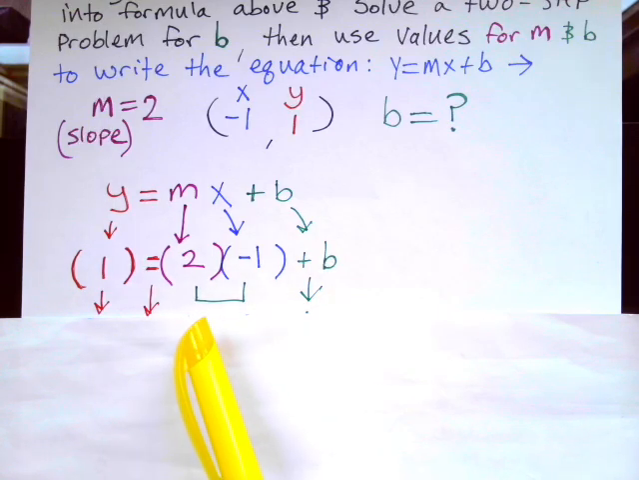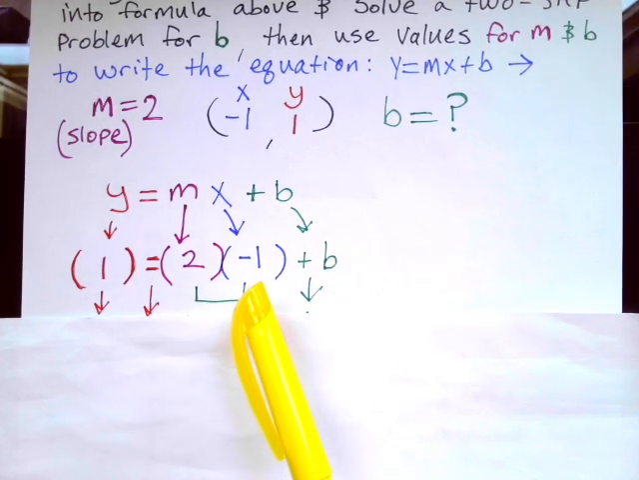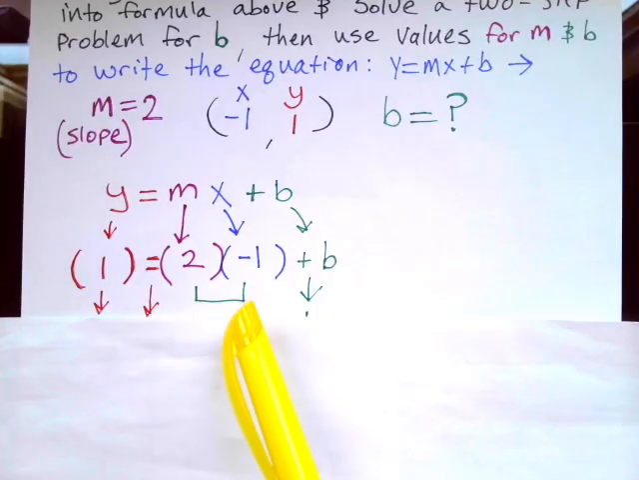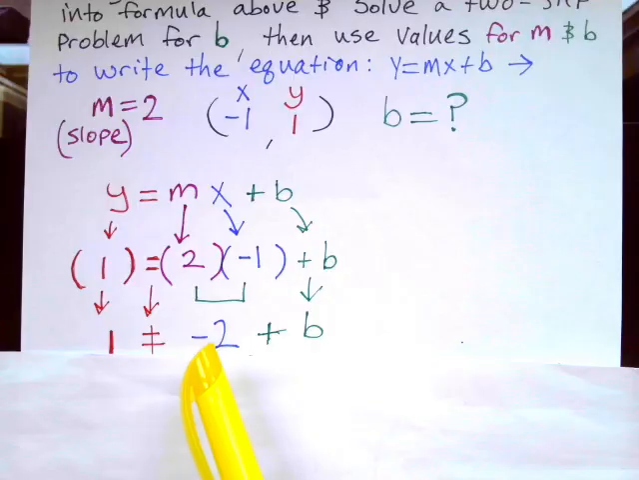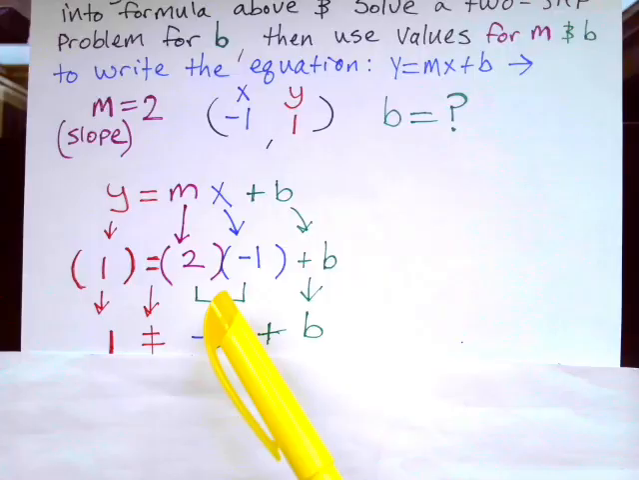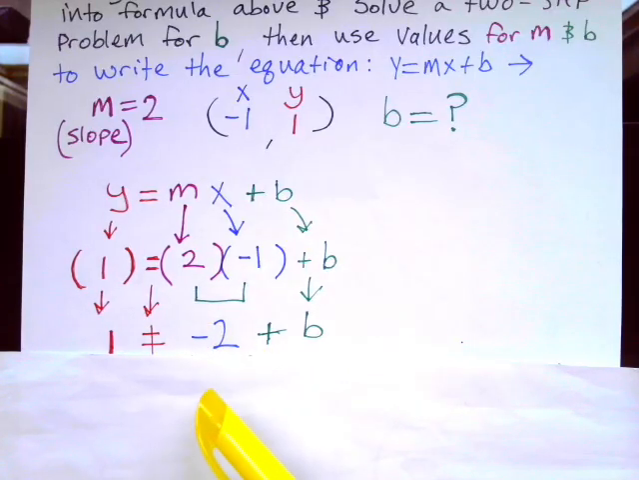Now I'm going to follow the order of operations after I substitute and simplify. So 2 times a negative 1 is, well, I know 2 times 1 is 2. One positive, one negative is always going to be a negative value. And I'm just going to bring down my 1, bring down the equal sign, and bring down my b from the formula. I'm solving for b. I want to get b all by itself. So I want to eliminate that negative 2. I want to turn that negative 2 into a 0. How do I do that?